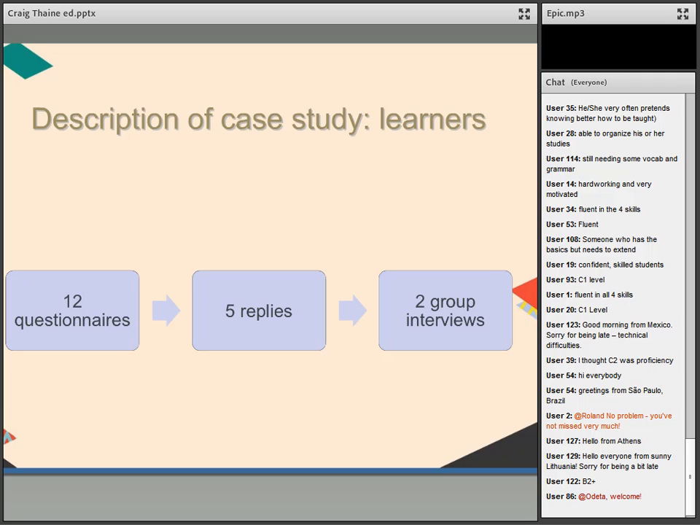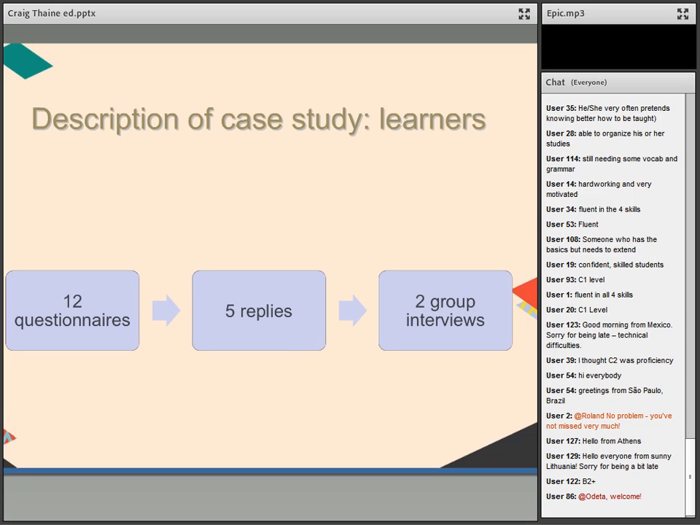what the actual context was where I got the information and the data. So I sent out 12 questionnaires to one class. I was not teaching this class at the time. I felt that was important because I thought I would get more honest answers, particularly when I came to talk about learning resources and methodology. So I got 5 replies from the 12 questionnaires.